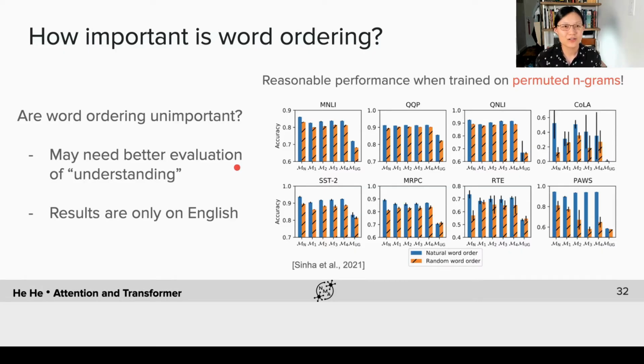So another implication of these results is that our benchmark is not good enough. These tasks are not good proxies for evaluating the understanding capability of a model. And in addition, the results are only in English. Perhaps in a different language, word ordering would be much more important.